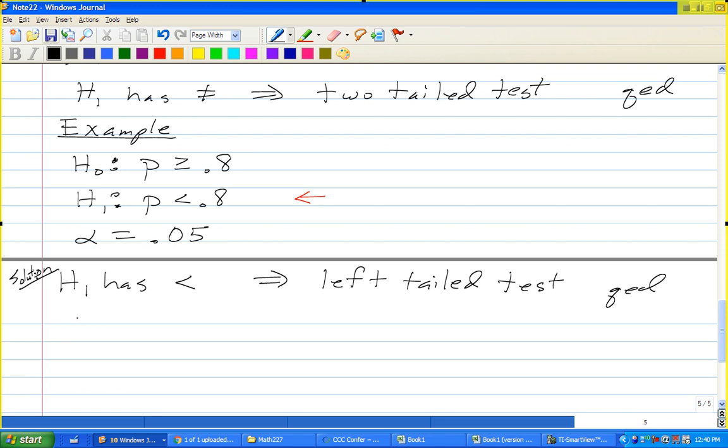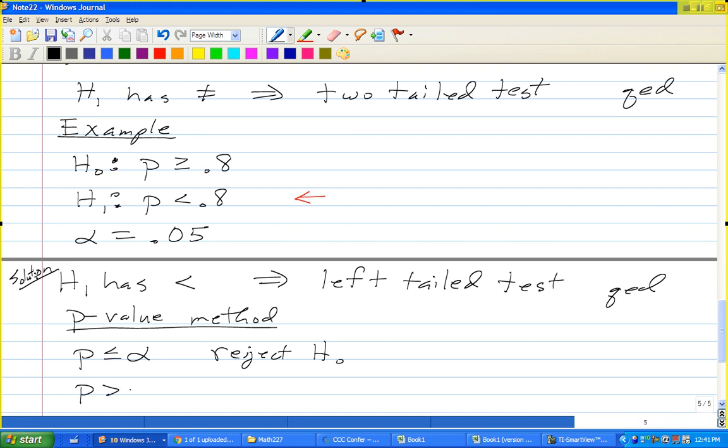Let me just say this in the p-value method. Let me just write this down. So the p-value method: if your p-value is less than or equal to alpha, your level of significance, we reject the null hypothesis. If the p-value is greater than alpha, we do not reject the null hypothesis.